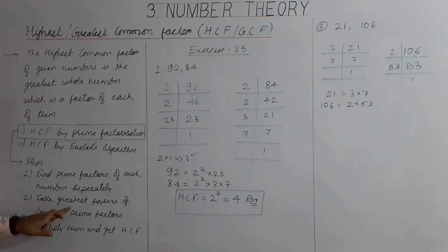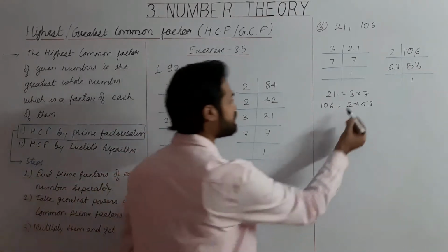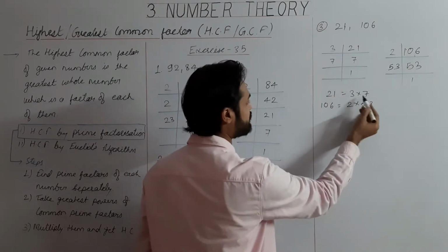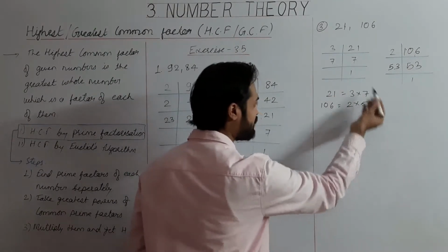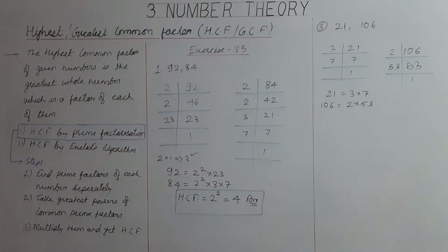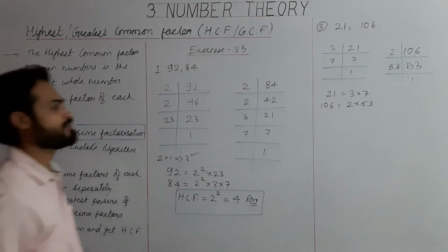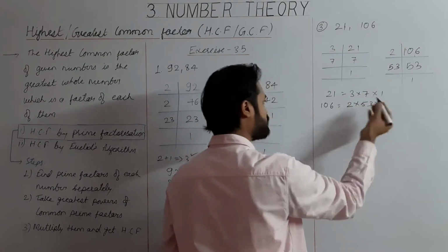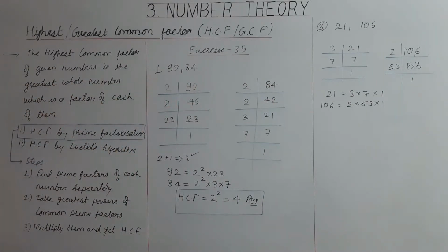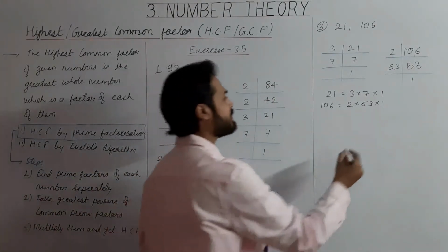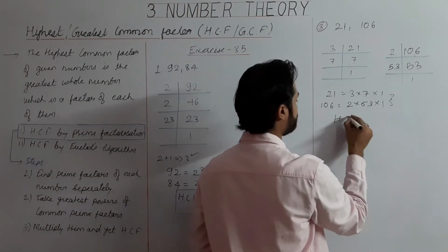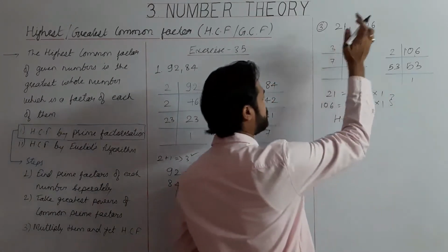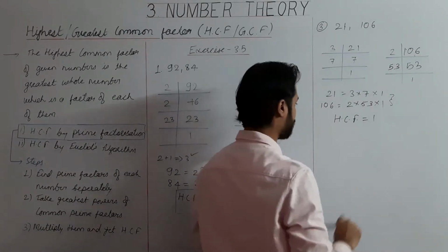Second step, take greatest powers of common prime factors. Here the factors of the first number are 3 and 7, and the factors of the second number are 2 and 53. Now where is the common factor? 3 is a common factor, no. 2, no. 7, no. 53, no. We can also write 3 into 7 into 1 or 2 into 53 into 1 for these two numbers. So here only 1 is the common factor. So the HCF of 21 and 106 is 1.